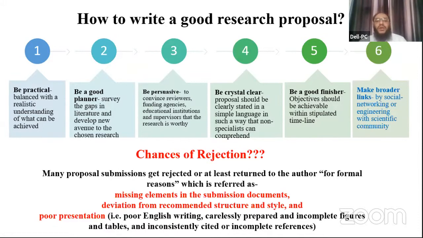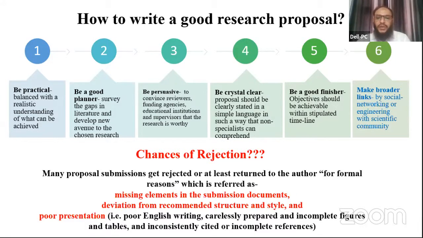Okay, then what are the chances of rejection? Why are proposals rejected? I am giving you some rules of thumb on account of which research proposals get rejected. Most of the time, the funding agency replies to the author that your proposal is not up to the standard. Rather, they give some formal reasons for not accepting your proposal. And what may these formal reasons be? These formal reasons may be missing elements in the submission of documents. It means the documents you are submitting, which reflect your profile, are not up to the mark.